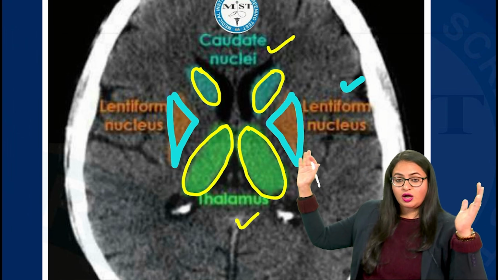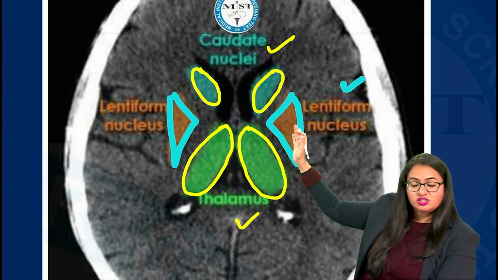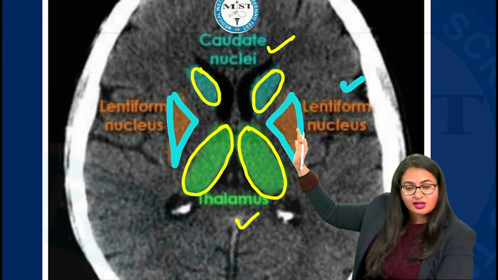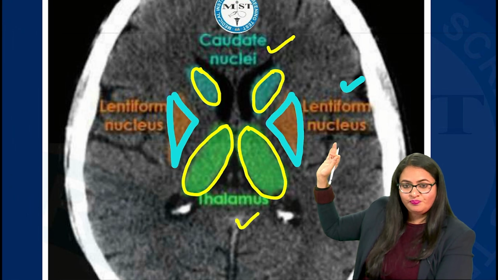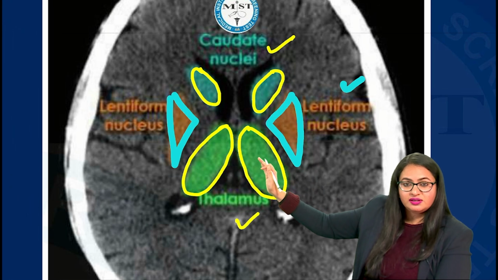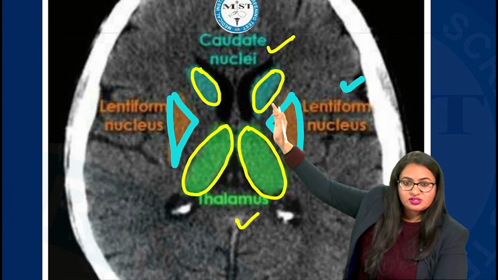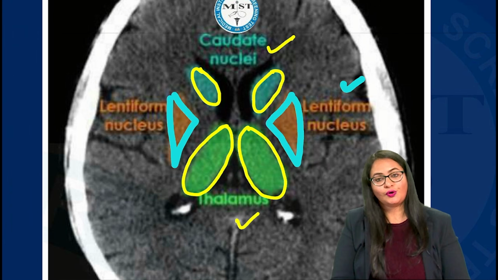And when you are approaching the image from the outer side, whatever triangular nucleus you see is the lentiform. The big oval nucleus on the inner aspect is thalamus, and just near to it is the caudate nucleus.